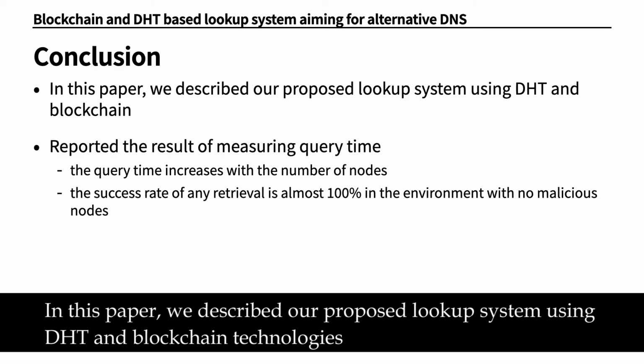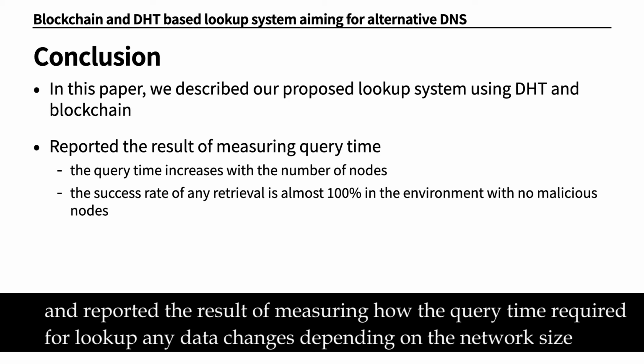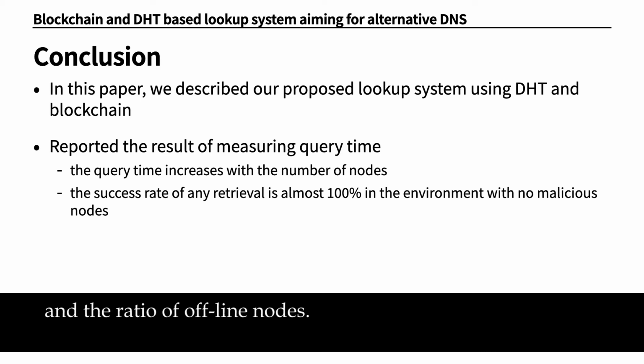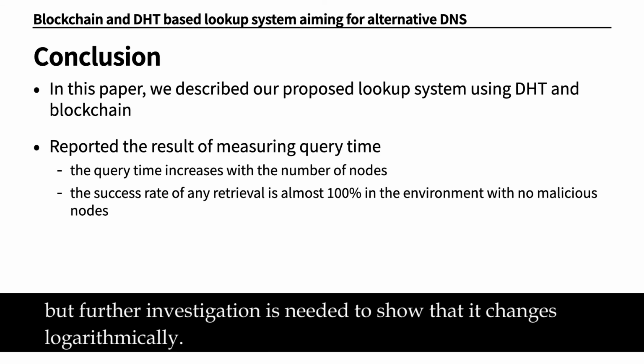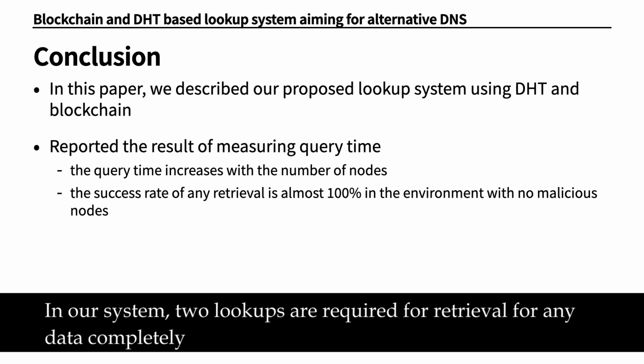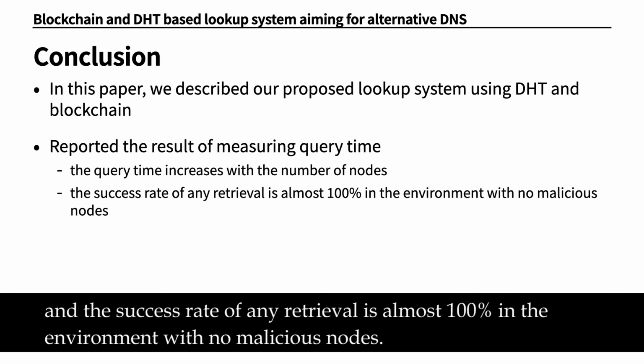In this paper, we described our proposed lookup system using DHT and blockchain techniques, and reported the results of measuring how the query time required for looking up any data changes depending on the network size and the ratio of offline nodes. The results of simulation showed that the query time increases with the number of nodes, but further investigation is needed to show that it changes logarithmically. In our system, 2 lookups are required to retrieve any data completely, and the success rate of any retrieval is almost 100% in an environment with no malicious nodes.